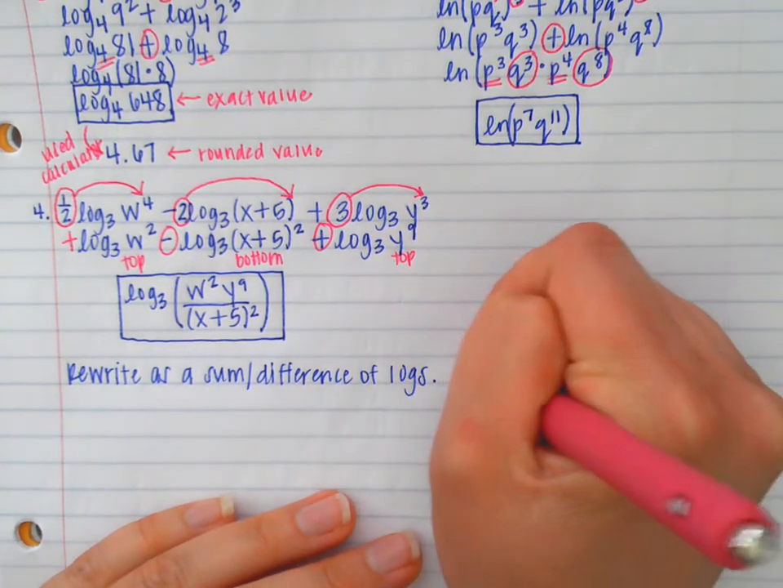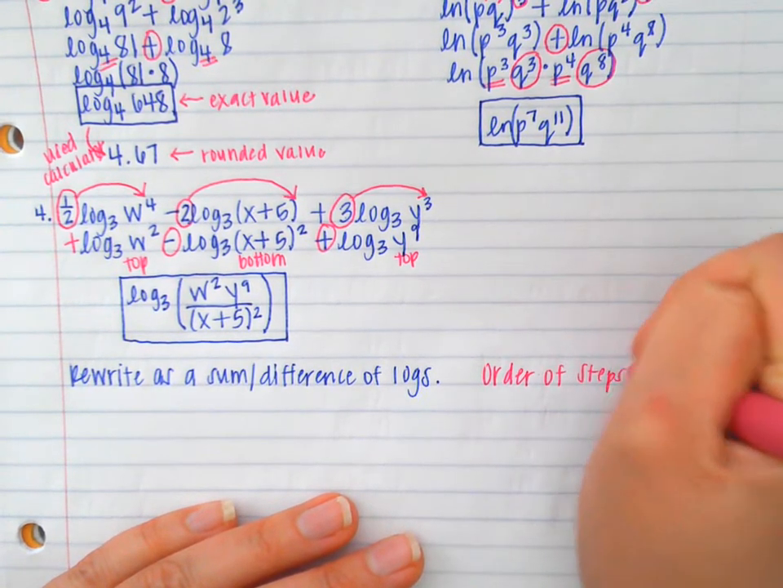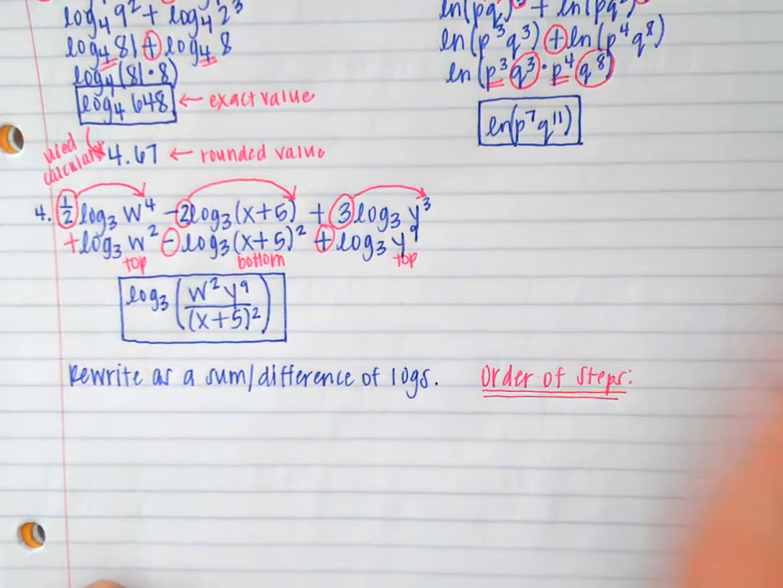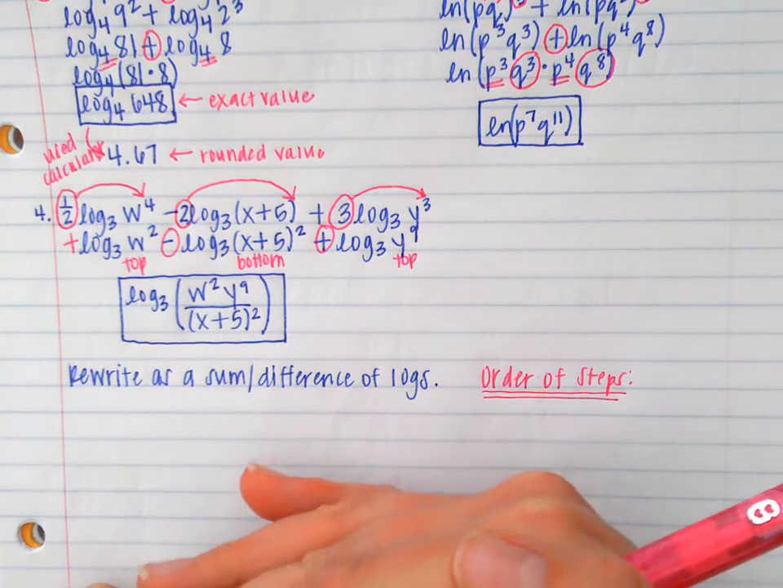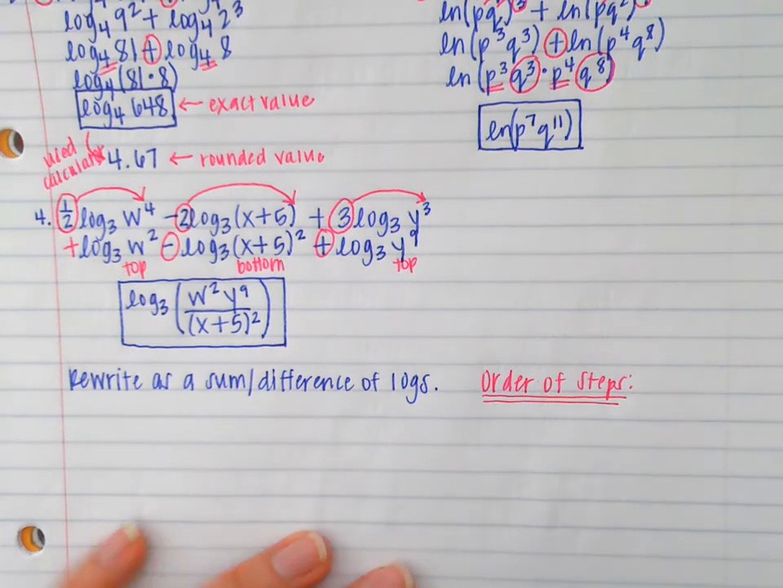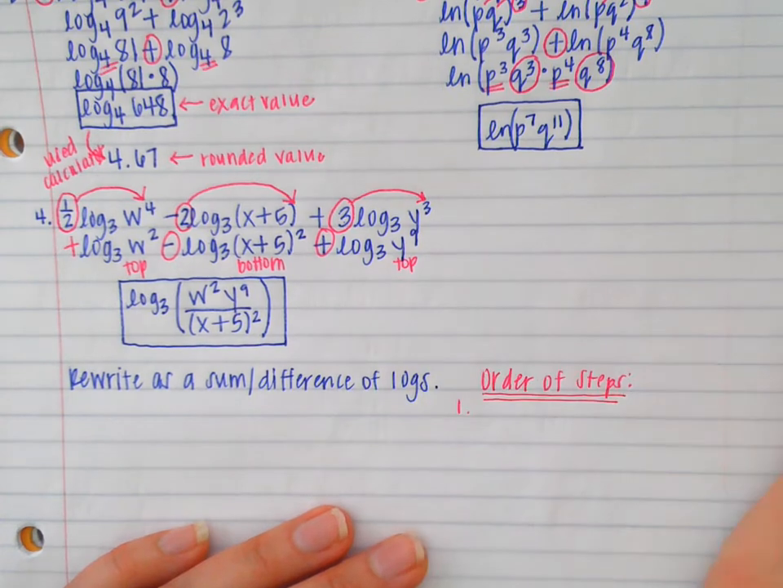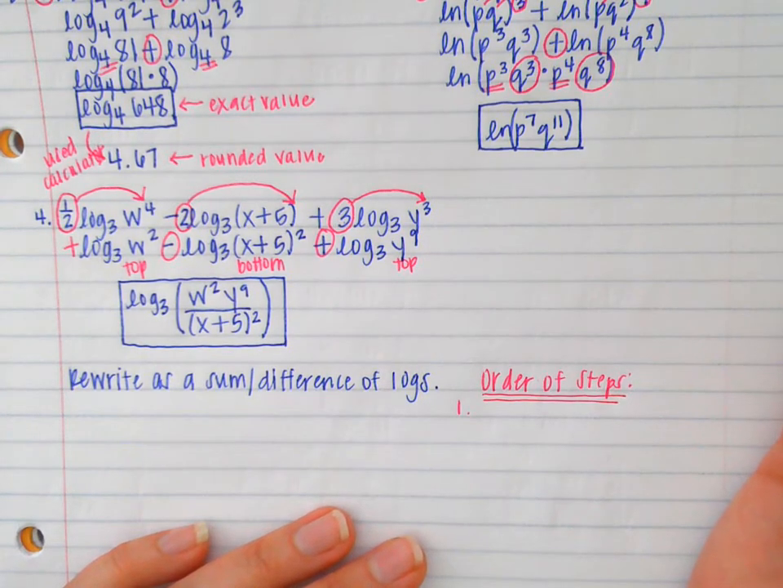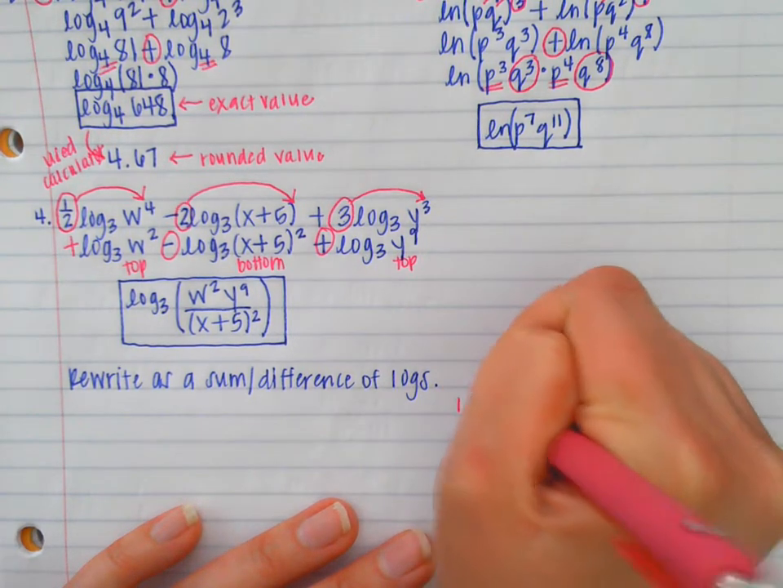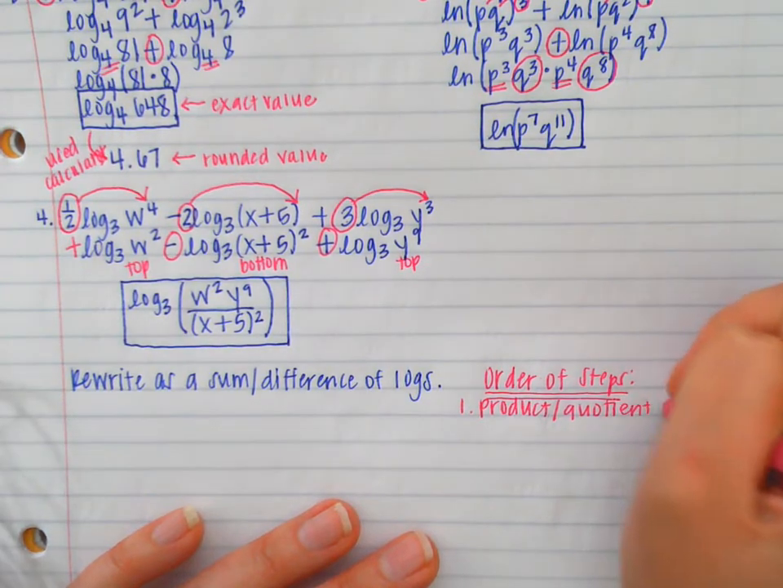And really, the order of steps is just the opposite order of condensing. So we started with the power rule and then changed fractional exponents to roots, then the product and quotient rule and simplify. So the first thing we do on here is to basically apply the product and quotient rule.